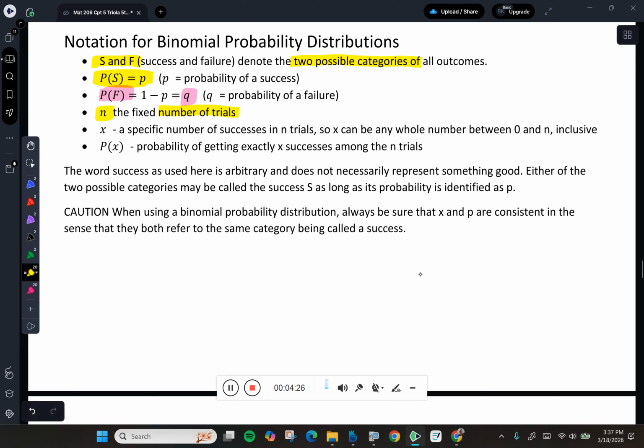Okay. Our random variable x is going to count the number of successes that we see. So x is going to be a specific number of successes in those n trials. Right? So that means that x can only be a whole number because you can't have half of a success. A trial was either successful or it wasn't. Right? And then the P of x is just going to be the probability of getting that random variable x number of successes. Right?